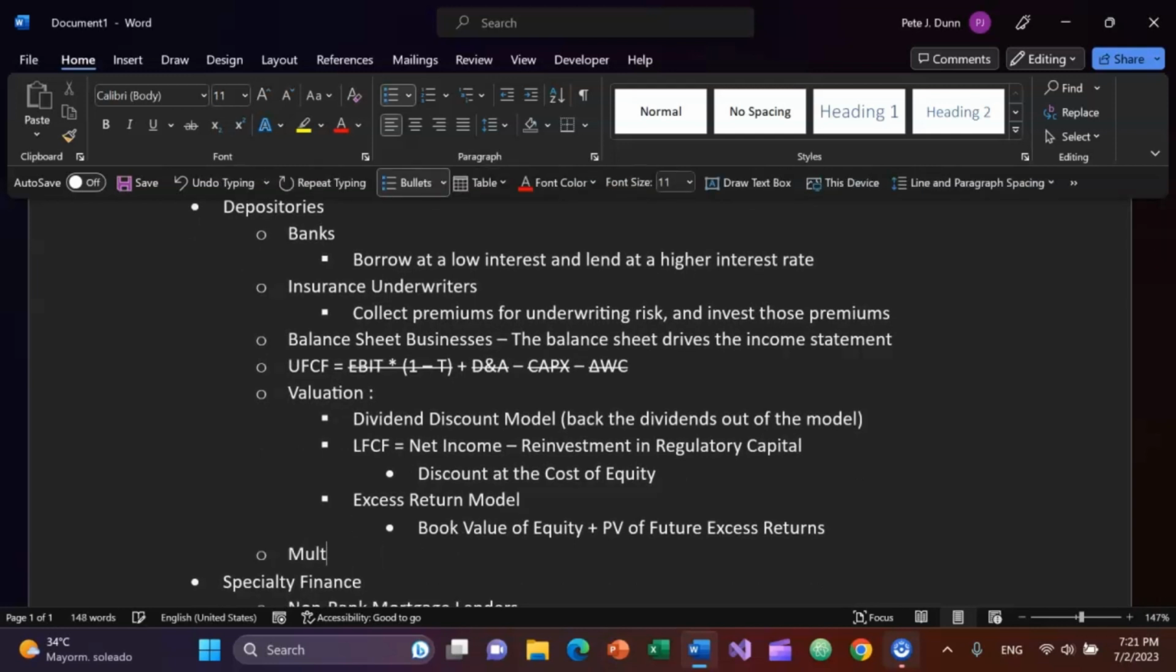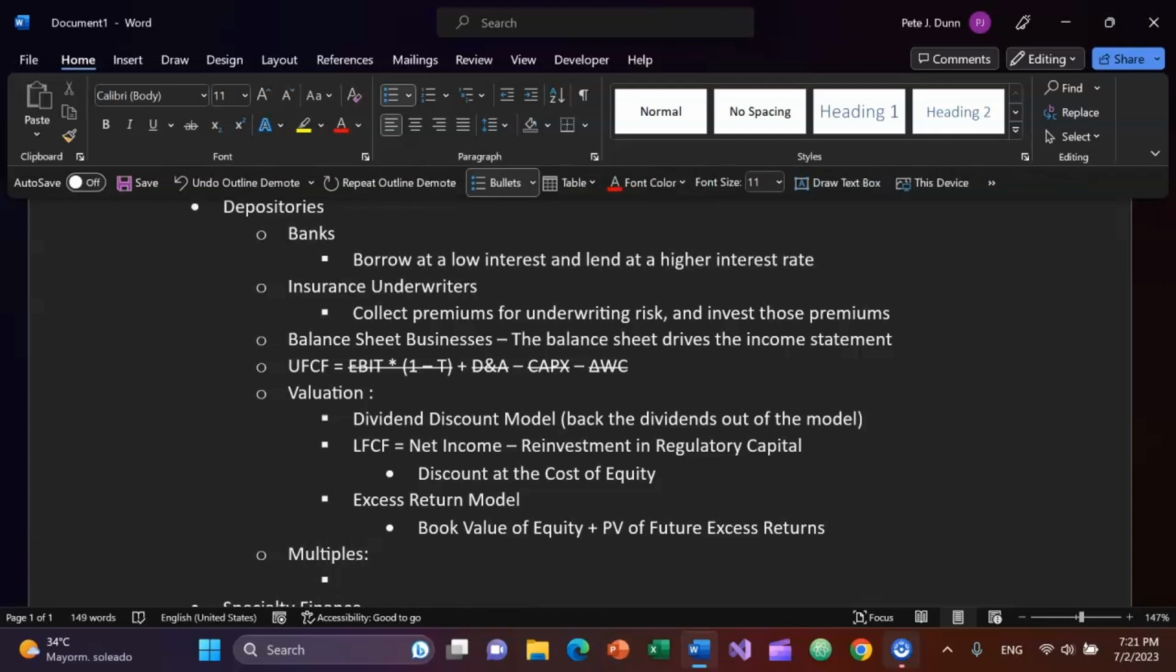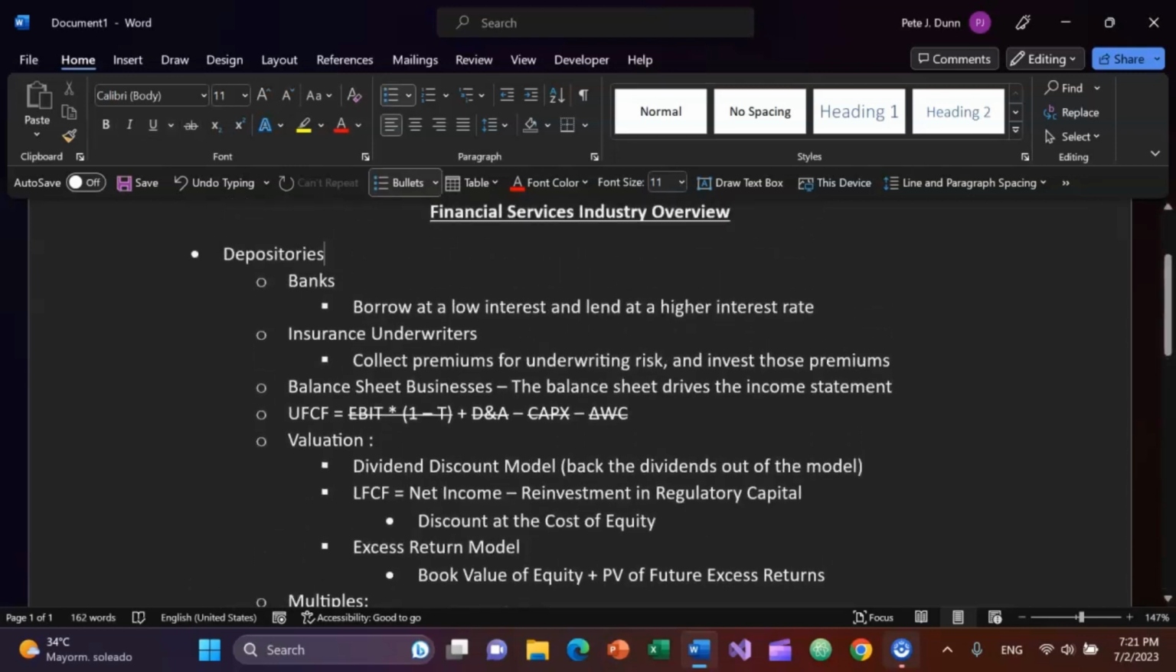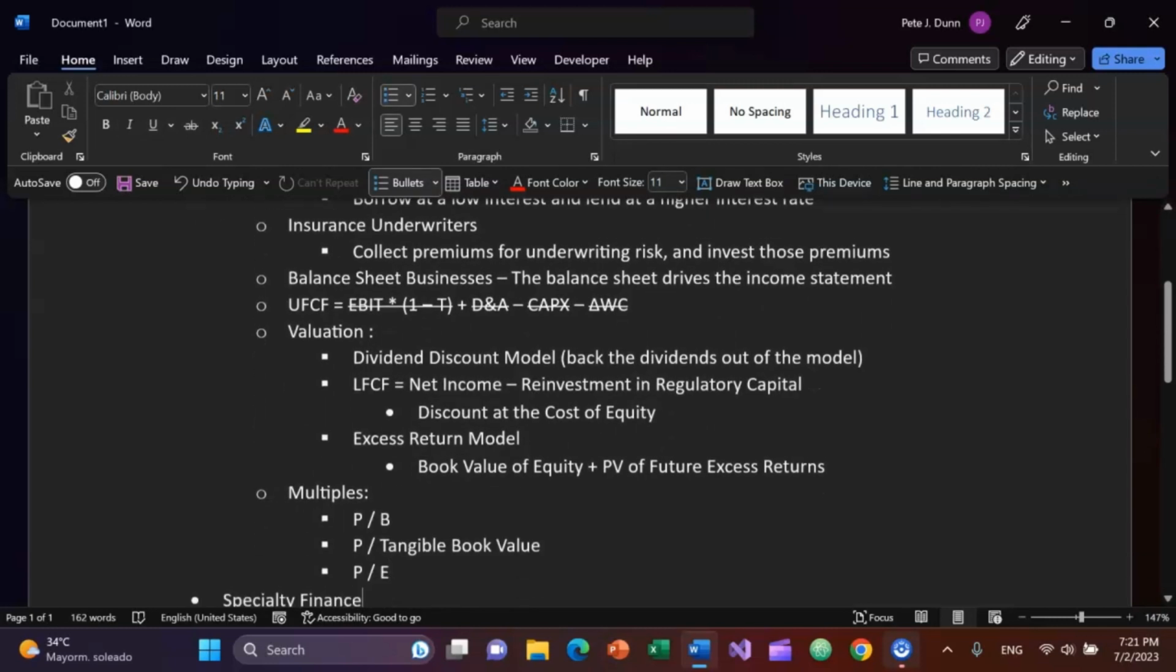In terms of multiples, you look at price to book value, price to tangible book value, and price to earnings. So that's sort of your depositories.